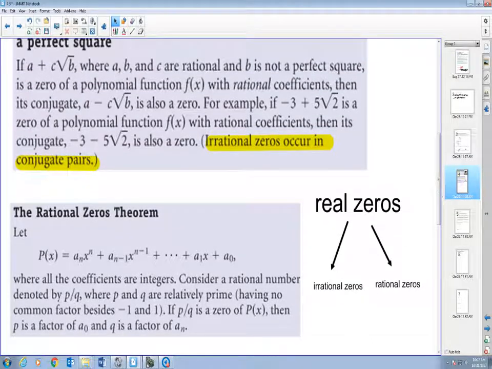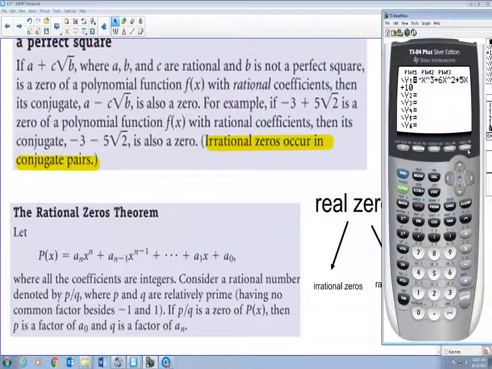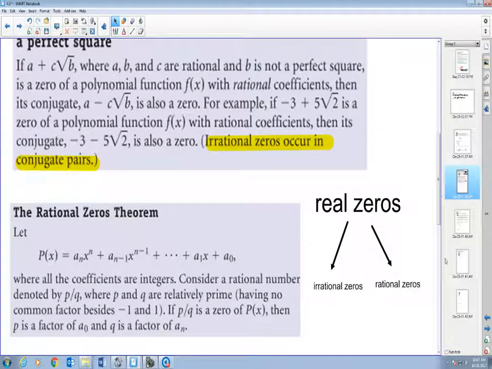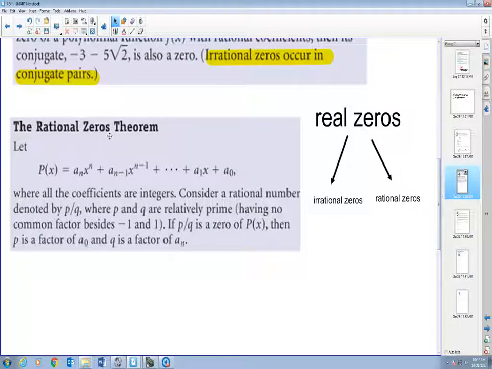The one we don't see is the non-real zero, just like this one. Only see it cross one time. There's one real, the other 2 got to be non-real. Okay. So the third type of zero is called a rational zero.